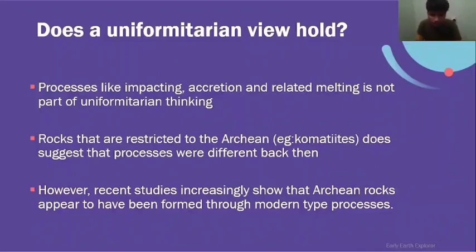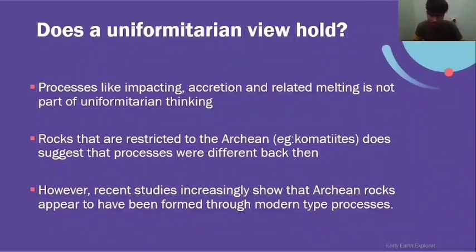So now coming to early Earth research, it is important to understand whether our assumptions are correct. When we talk about early Earth, can we apply the same principles that we hold right now to the early Earth? People believe that there are certain processes that happened back then which are not applicable to the present modern Earth. Processes like impact accretion that happened in the very early stage of the Earth's formation are not applicable to the modern Earth, so they obviously cannot be part of uniformitarian thinking. And we also have rocks that are restricted to certain eons, like komatiites, which are largely restricted to the Archean. So it does indicate that the processes or the conditions were different back then.